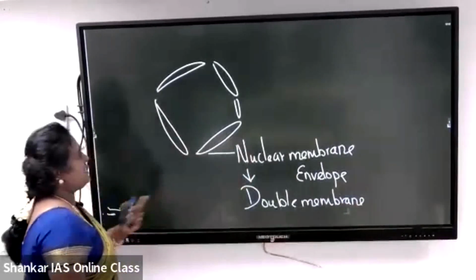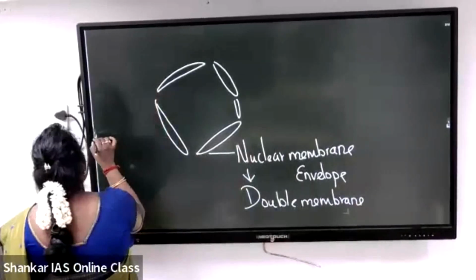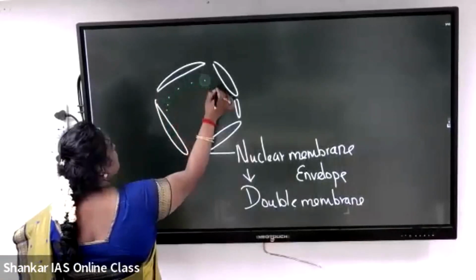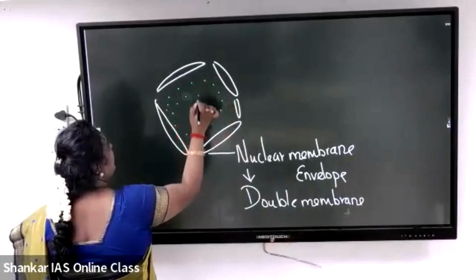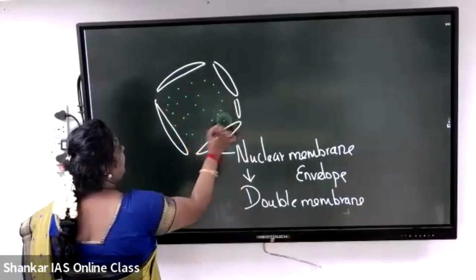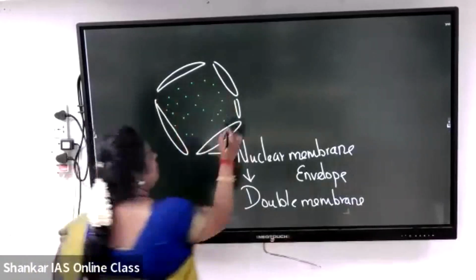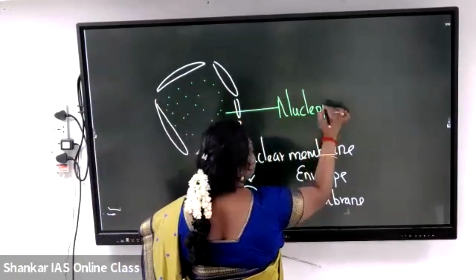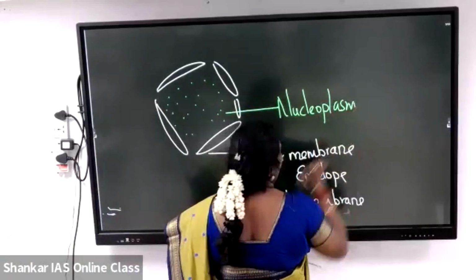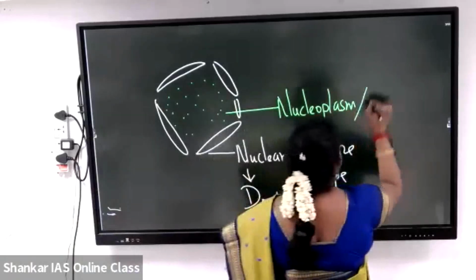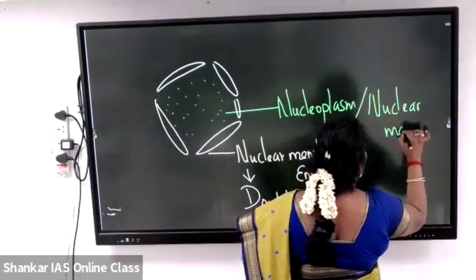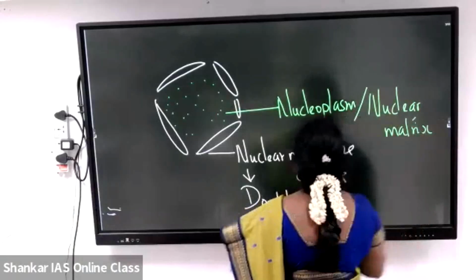Then we go to the next thing. Next, we have a nucleoplasm. What is nucleoplasm? See, I'm drawing this green color thing, which shows clearly what nucleoplasm is. This is the cytoplasm of the nucleus. We also call it nuclear matrix. Do you understand?